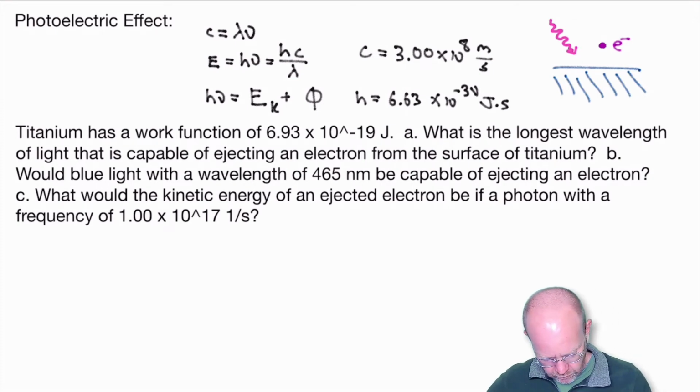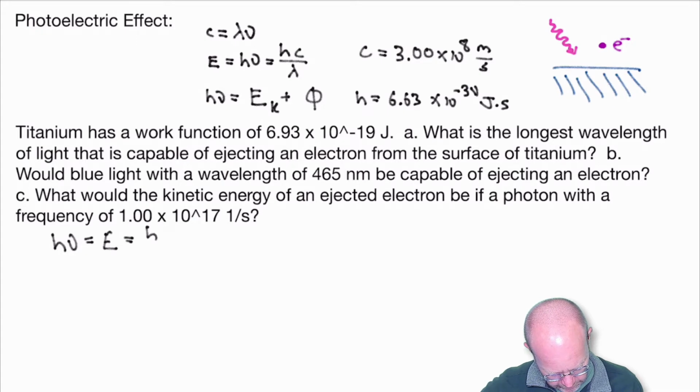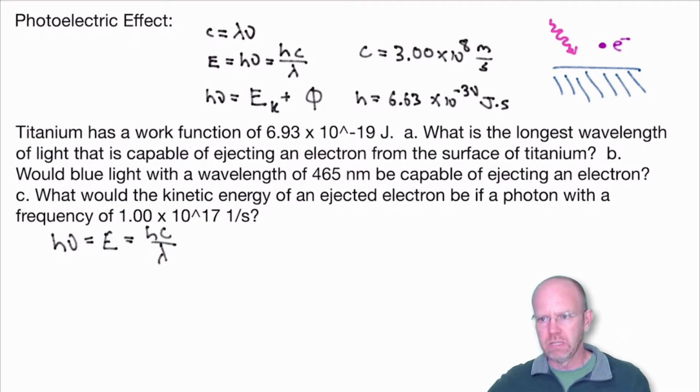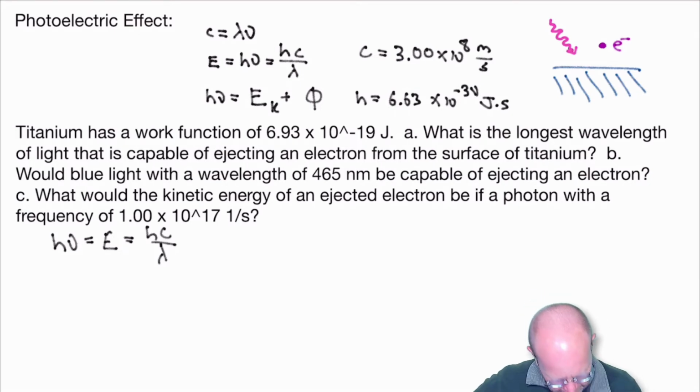Okay, so let's just use this equation. We know that h nu is the same as the energy of the photon, which is the same as hc over lambda. We're asked about the wavelength, so I figured we need an equation with lambda. And this, by this equation for the photoelectric effect, is going to be equal to the kinetic energy of the ejected electrons plus that work function.